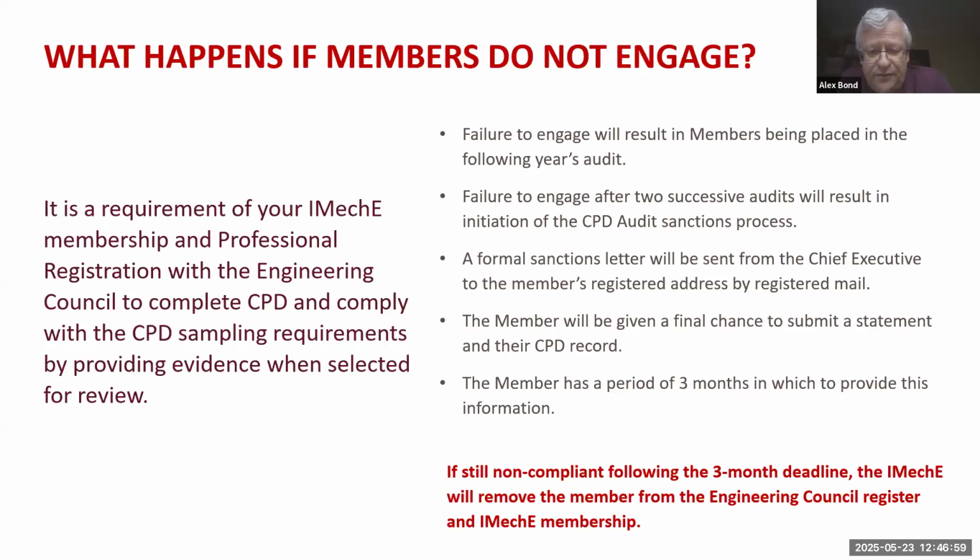A formal letter will be sent, recorded, registered mail from the chief executive, giving people a final period of grace in which to submit a statement on their CPD record, which is currently 3 months. And unfortunately, if we still have not had anything at the end of that 3 months, so essentially 2.5 years after you've been called for the review process, if you still fail to engage in the process, we have to remove you from the register, and you will no longer be able to use EngTech, iEng, or CEng.